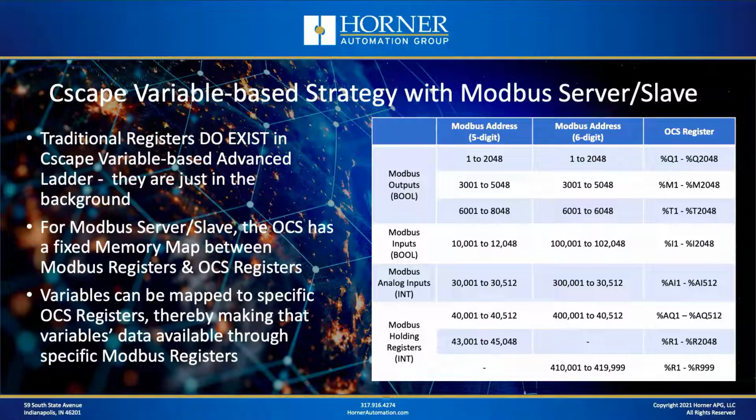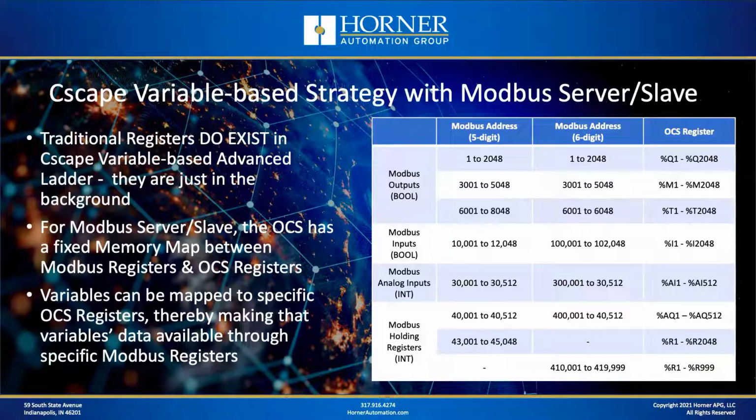So with the OCS, since it does have a memory infrastructure, there already exists a fixed map between the OCS register space and the Modbus register space. And I've shown that on that chart right there. You can see the 4 different types of Modbus variables: Modbus coils or outputs, Modbus inputs, Modbus analog inputs, Modbus holding registers. Those 4 different types of Modbus registers are mapped to all the different types of memory addresses of the OCS. You can see those there in the right-hand column. So that map is done. There's nothing you need to do to change that map.